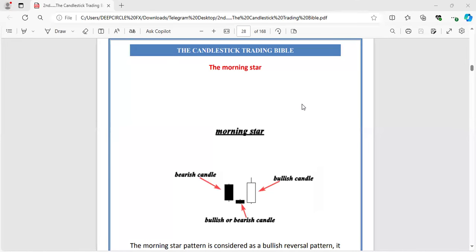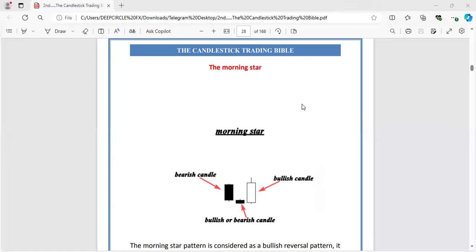Hello guys, so this is our second tutorial. I'm going to be teaching more about the candlesticks. Like what I said before, for you to be able to know how to trade, you should know how the candles are moving and the meaning of those candles. So today we are going to start with the morning star.